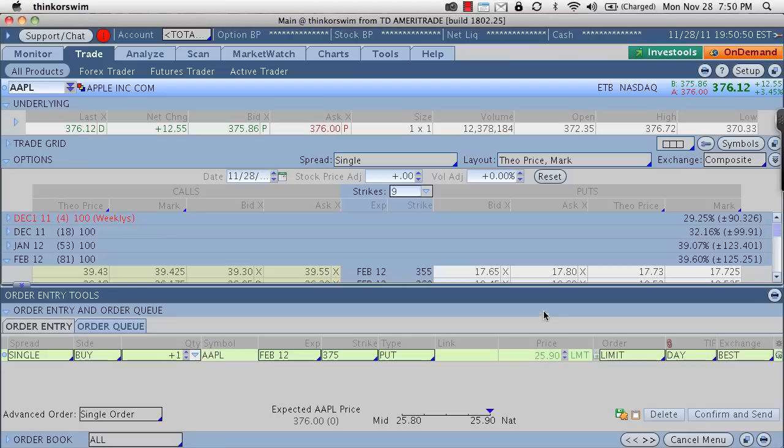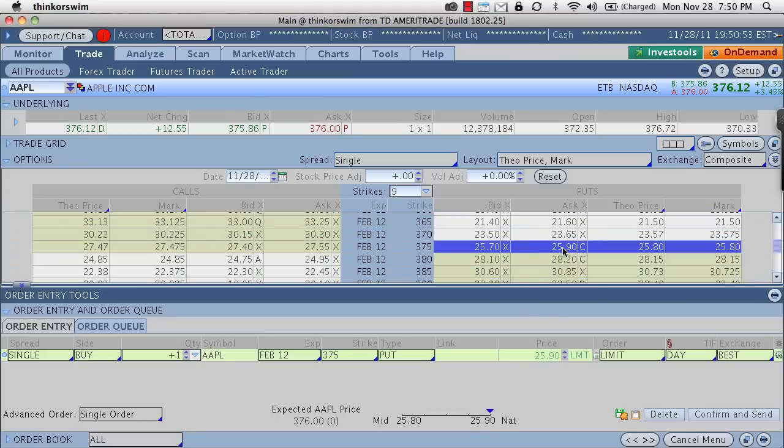So let's just say that we actually want to go in here and buy at the ask, and if we click the ask price, you can see it brings up the 25.90. But we're actually going to adjust that down to the 25.80 because we'd be buying it 10 cents higher than we really want to. So now we have our price of 25.80, which matches up with the 25.80 mark in the current market. So reviewing our order, we have a single option. We're on the buy side of the trade. Again, one quantity for Apple AAPL, February 2012 expiration, a 375 strike put option.